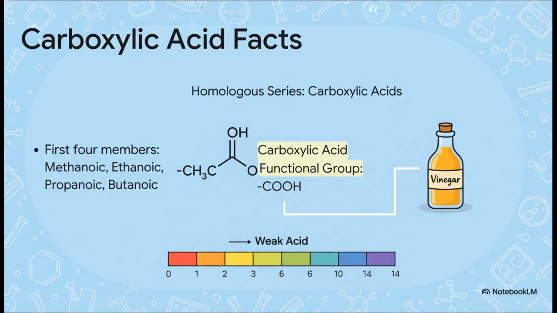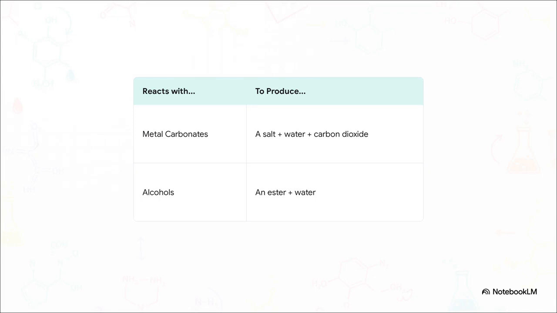And as the name suggests, their key property is that they are acids. But, and this is a really important distinction, they are weak acids. And because they're acids, they do all the typical acid things. For example, if you react them with a metal carbonate, you'll see fizzing as carbon dioxide is given off. That's a classic test for any acid.